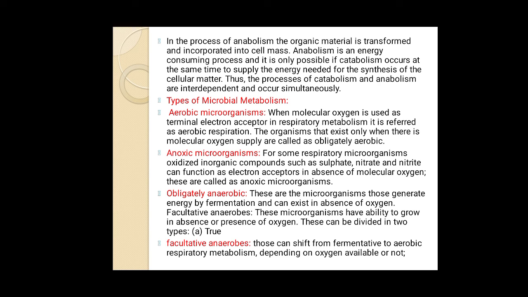In the process of anabolism, the organic material is transformed and incorporated into the cell mass. Anabolism is an energy consuming process and it is only possible if catabolism occurs at the same time to supply the energy needed for the synthesis of cellular material. Thus the processes of catabolism and anabolism are interdependent and occur simultaneously. Then the next is the types of microbial metabolism.